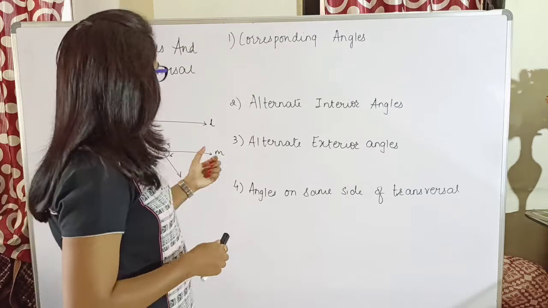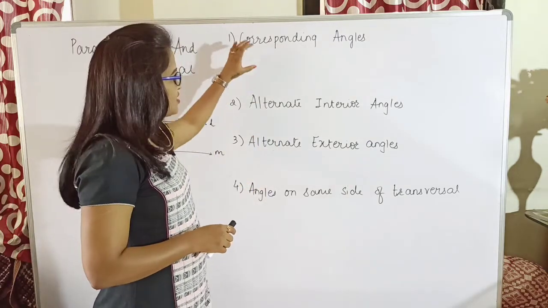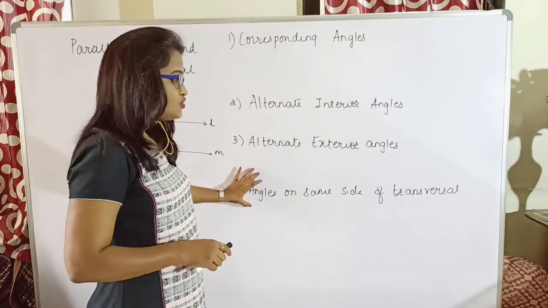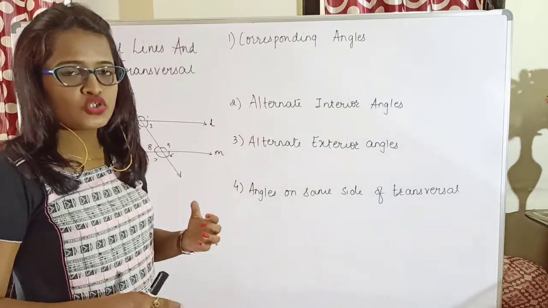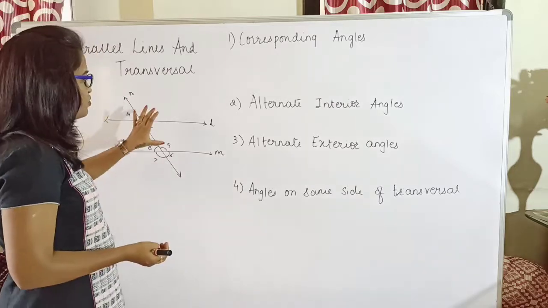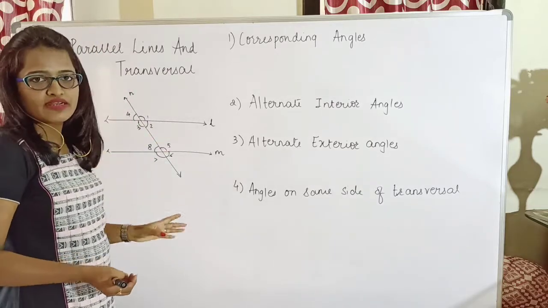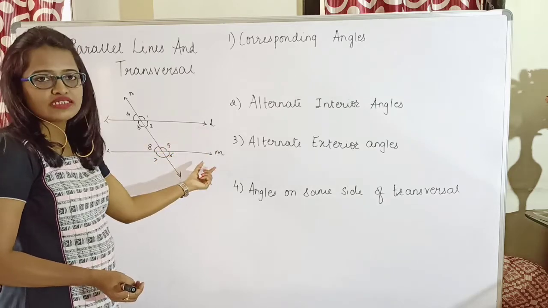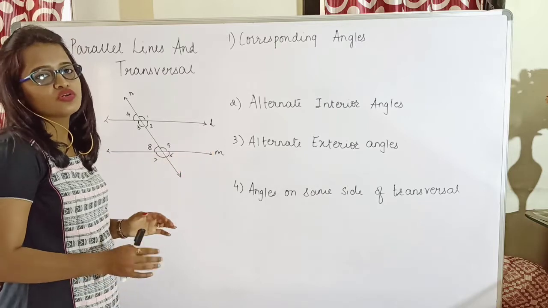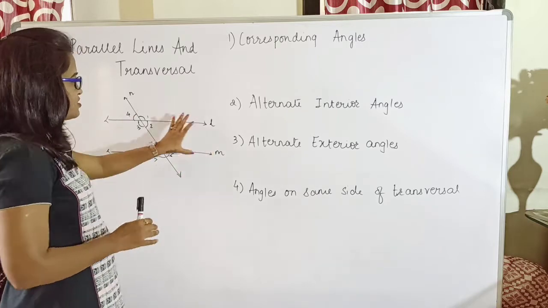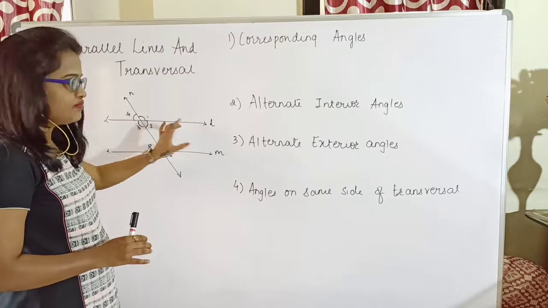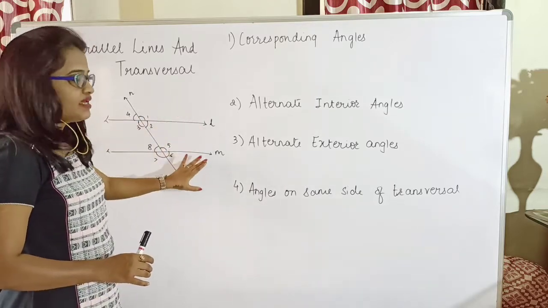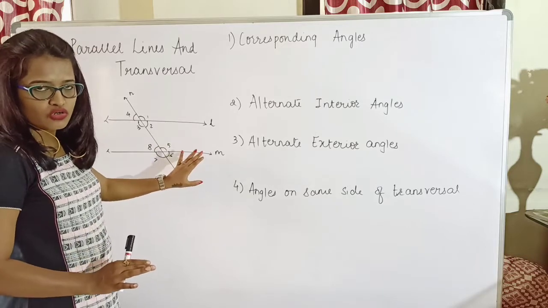Now, as you have seen, what are the corresponding angles, alternate interior angles, alternate exterior angles, and also angles on the same side of transversal. So that we have seen with respect to two lines which are intersected by a transversal. In that case we didn't specify whether the two lines are parallel to one another or not. Suppose line L and line M are intersected by a transversal N, and I don't know whether L and M are parallel or not.